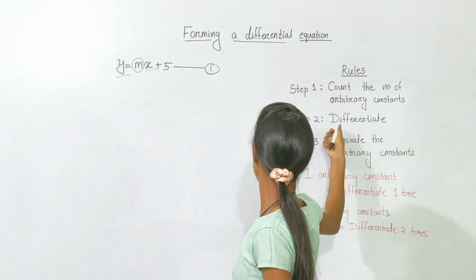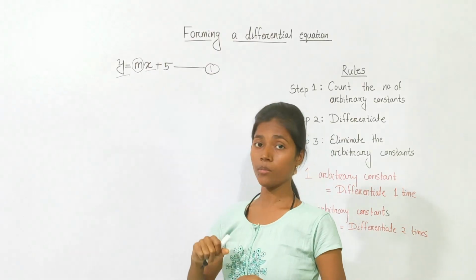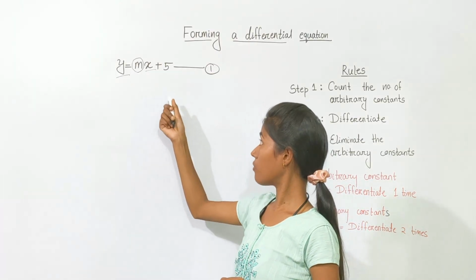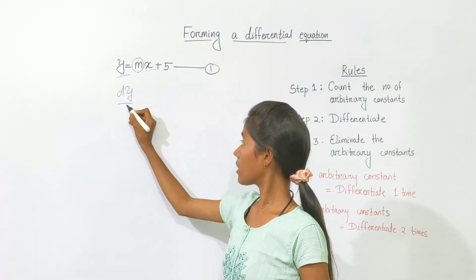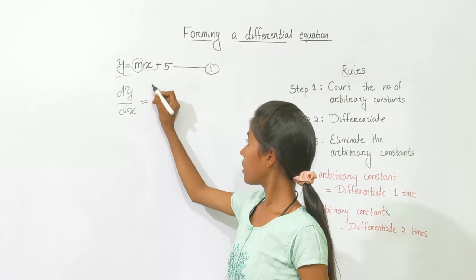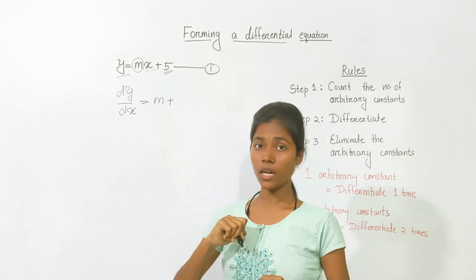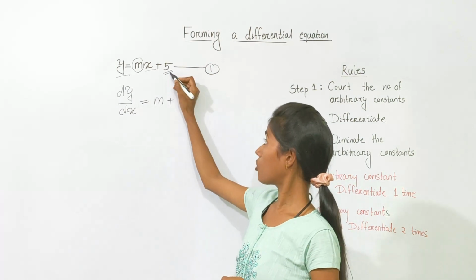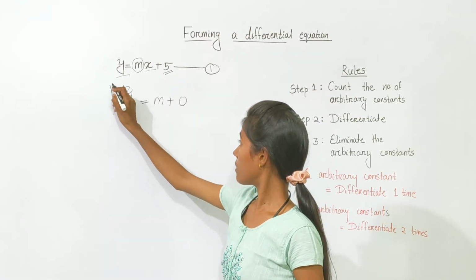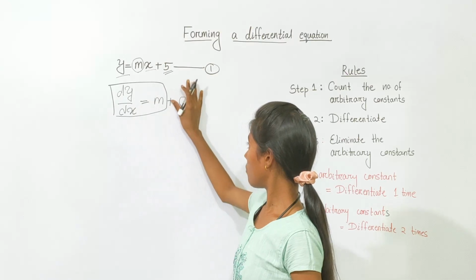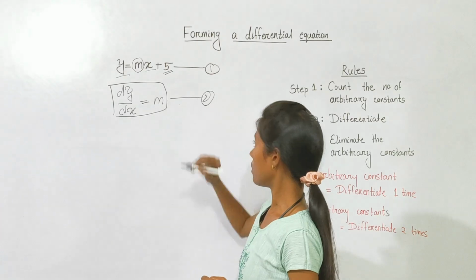So the next step is to differentiate this regular equation. Since we have one arbitrary constant, we need to differentiate one time. So after differentiating one time, what will we get? We will get dy by dx equals m plus, all of you know that the derivative of a constant term is 0. So the final equation is this one, dy by dx equals m. We can call this equation 2.